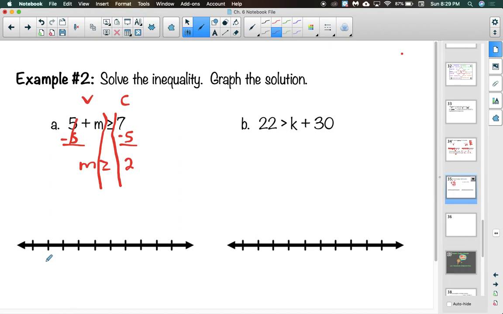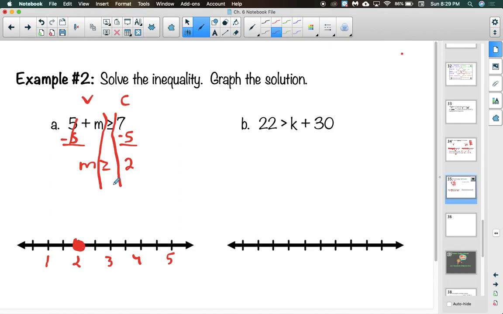So go to my number line. I need a 2 on there, so I'm going to do 1, 2, 3, 4, 5. Put a circle around the 2. I'm shading my circle in. Why? Because I've got an equal to piece here.